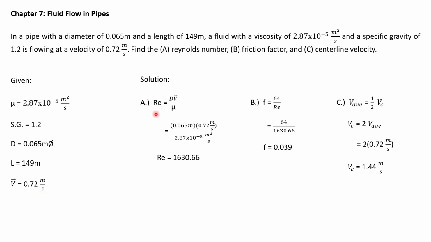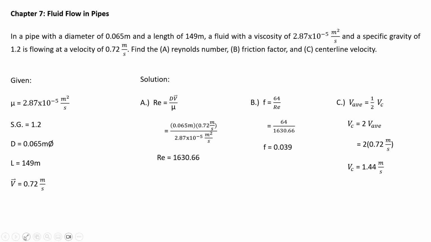Since the given is kinematic viscosity, we will use the other variation of the equation of the Reynolds number. So we will have Reynolds number equal to diameter times the velocity over the kinematic viscosity. Let's substitute the givens in our equation. So we will have 0.065 meters times the velocity which is 0.72 over the kinematic viscosity which is 2.87 times 10 to the power of -5 meters squared per second.